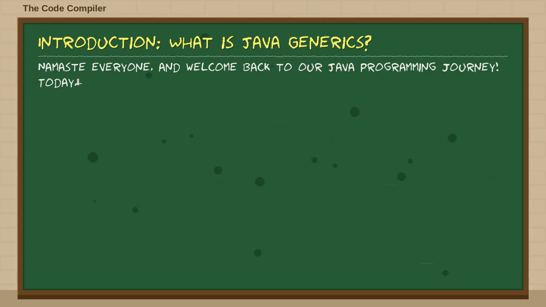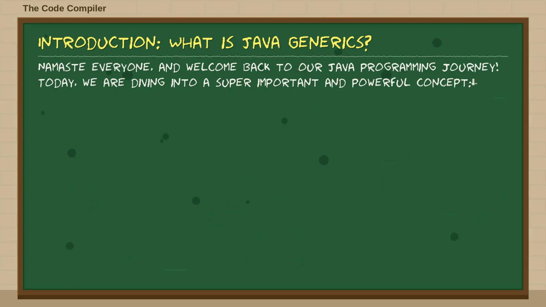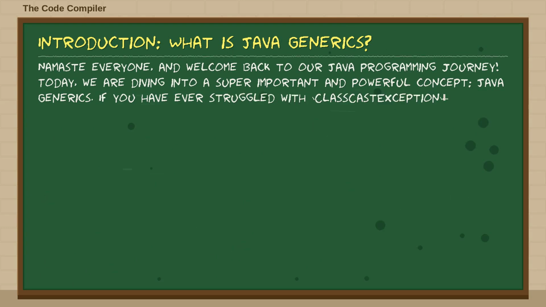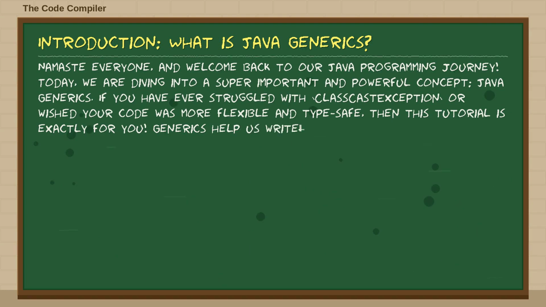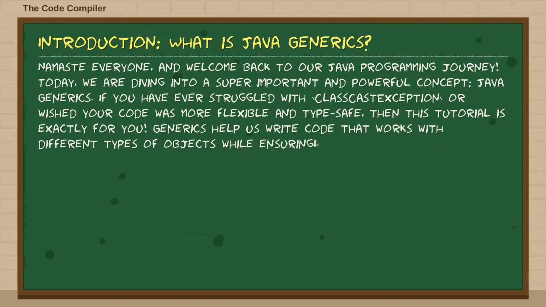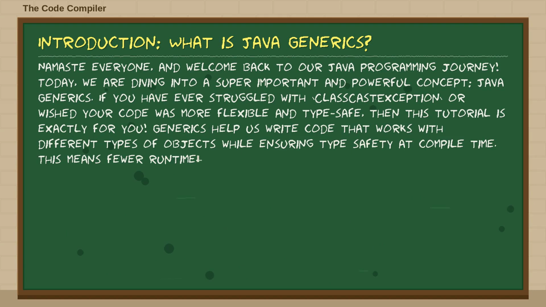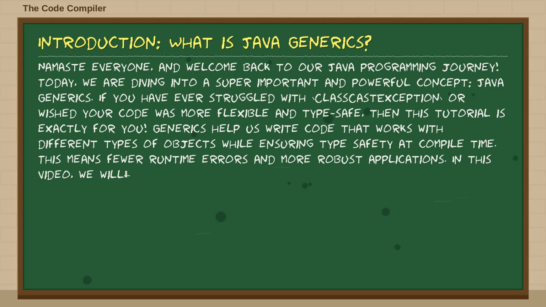Today, we are diving into a super important and powerful concept, Java generics. If you have ever struggled with ClassCastException, or wished your code was more flexible and type-safe, then this tutorial is exactly for you. Generics help us write code that works with different types of objects while ensuring type safety at compile time. This means fewer runtime errors and more robust applications.